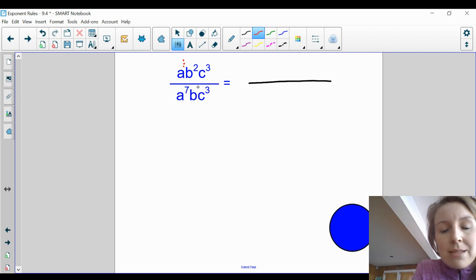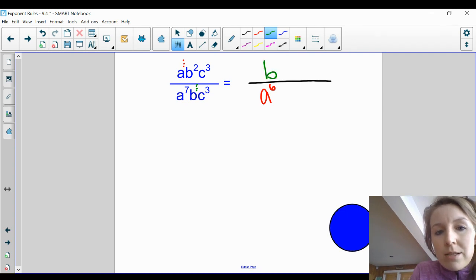So 1 minus 7 is negative 6, which tells me that I should have a to the 6th in the denominator. I have b squared over b. Again, this one also has an invisible 1. So b, 2 minus 1 is going to be b to the positive 1 on the top.